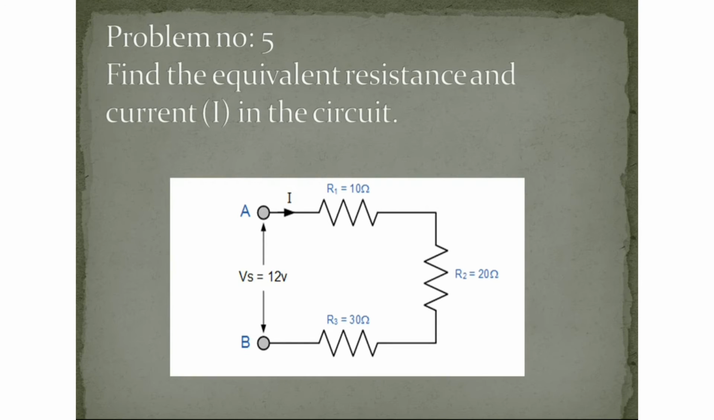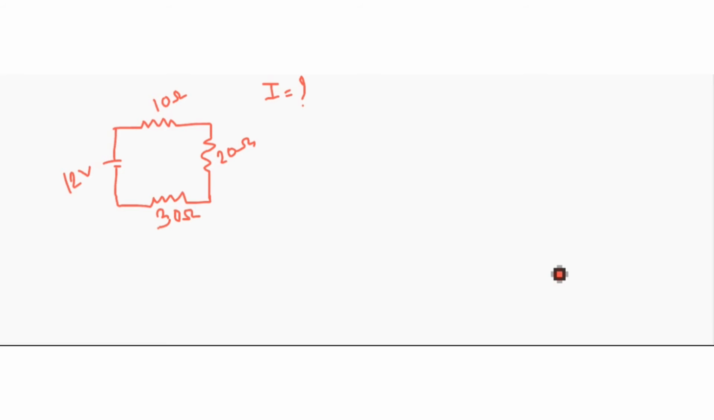Now since we have learned about combination of resistances, we will try to solve a problem. Find the equivalent resistance and current I in the circuit given below. Here are three resistances of 10 ohm, 20 ohm and 30 ohm. We need to find the current in the circuit. Since all the resistances are connected in series, we will first find out the equivalent resistance R. In a series connection, the equivalent resistance is the sum of all the resistances. So R is equal to R1 plus R2 plus R3, that is 10 plus 20 plus 30.